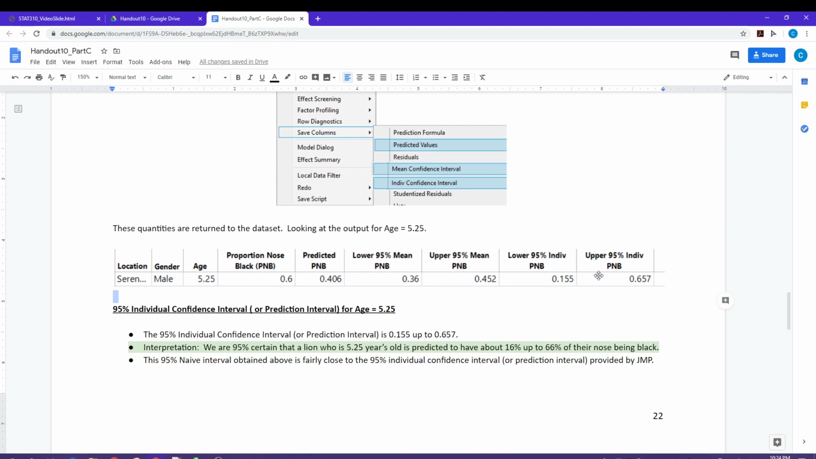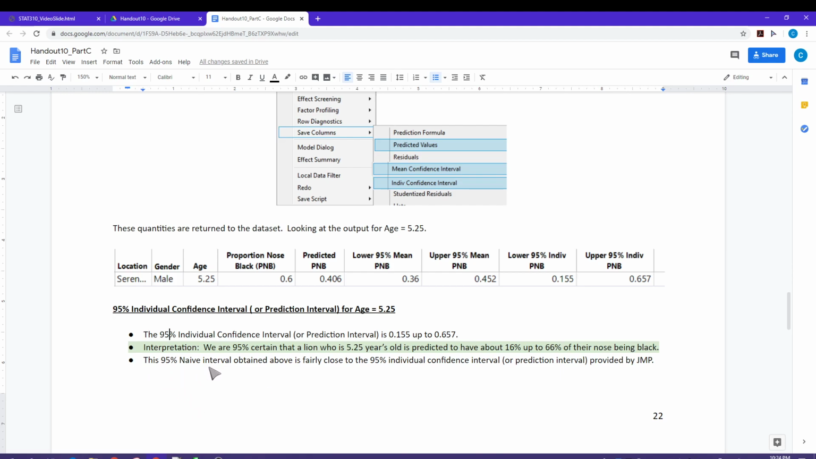So let's talk about the individual values first here. The 95% individual confidence interval goes from 0.155 up to 0.657. So the interpretation here is that we are 95% certain that a lion who is 5.25 years old would be predicted to have about 16% up to 66% of their nose being black. So again, this is just an interval for my prediction.